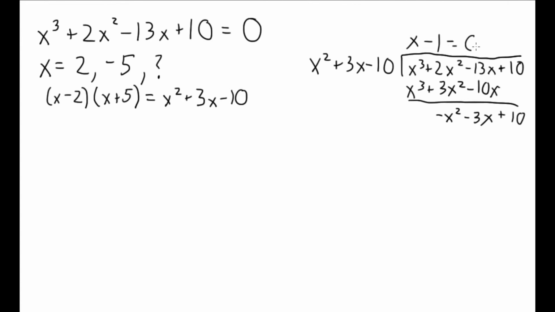Set it equal to 0, and x is 1. So 1 is the missing root. So now we have all three roots of this cubic function: 2, -5, and 1.